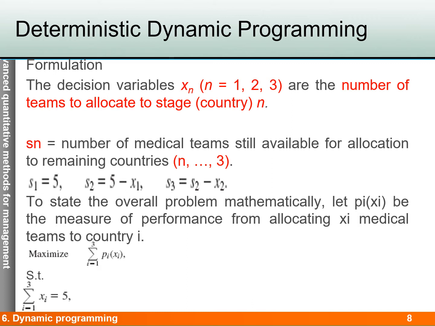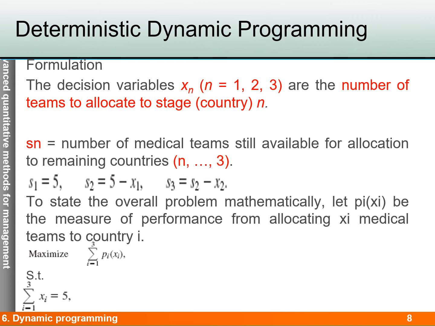So, as you remember, and as I told you in the previous slides, this allocation always starts with the first element. Here is the first country. So, for sure, when we want to start allocation, we still have 5 available medical teams in our hands. But the decision may change based on the decisions that we take; it could be 0, 1, 2, 3, 4, or 5, as we saw in the previous table.